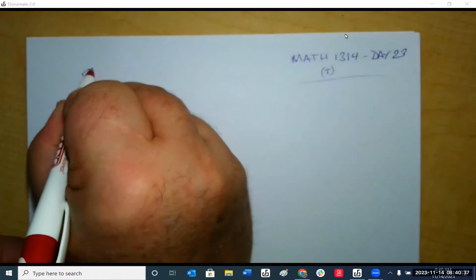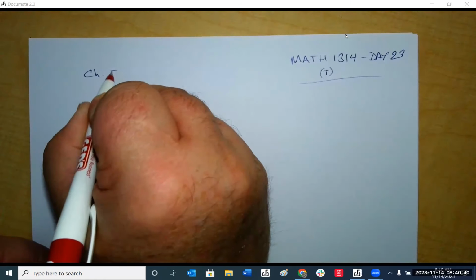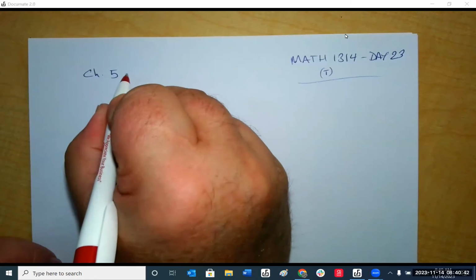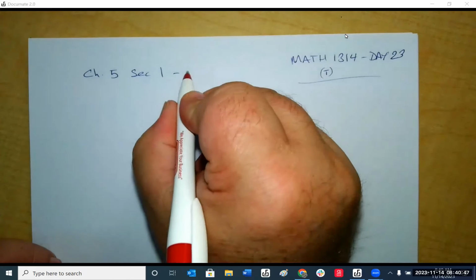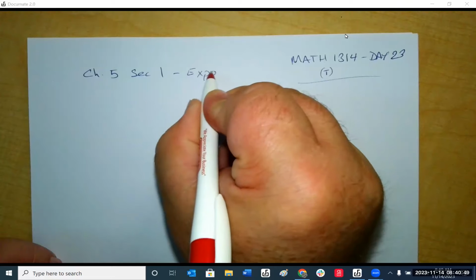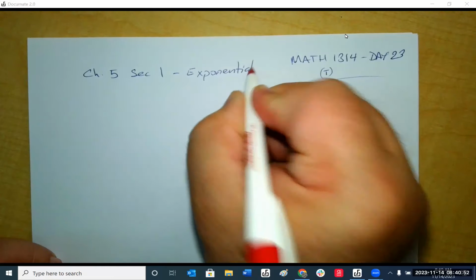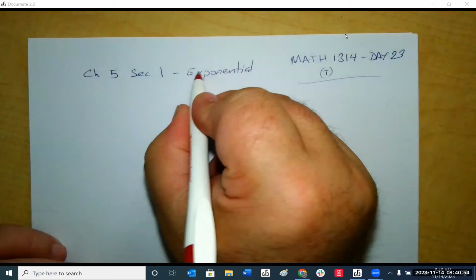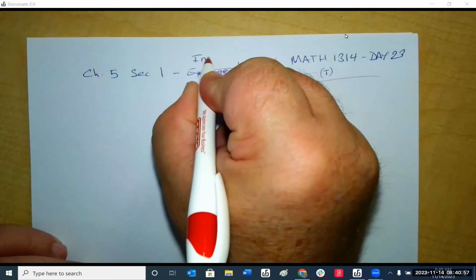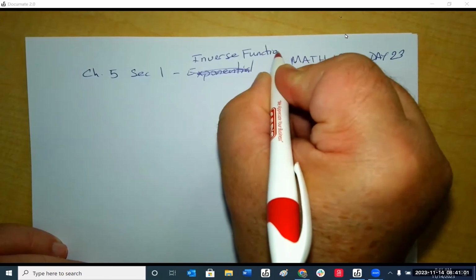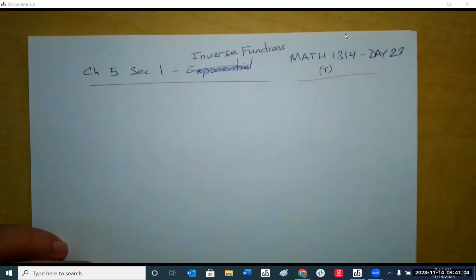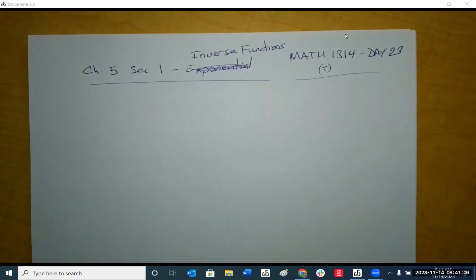Now, chapter 5 deals with inverse functions, more precisely, exponential and logarithmic equations. Section 1 of chapter 5 deals with the inverse functions because exponentials and logarithms are inverse functions.